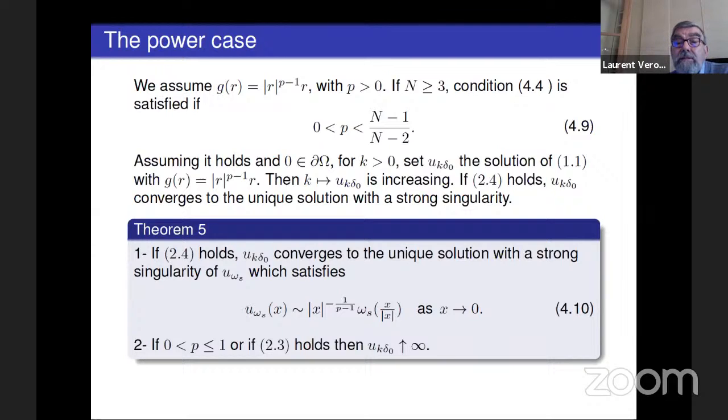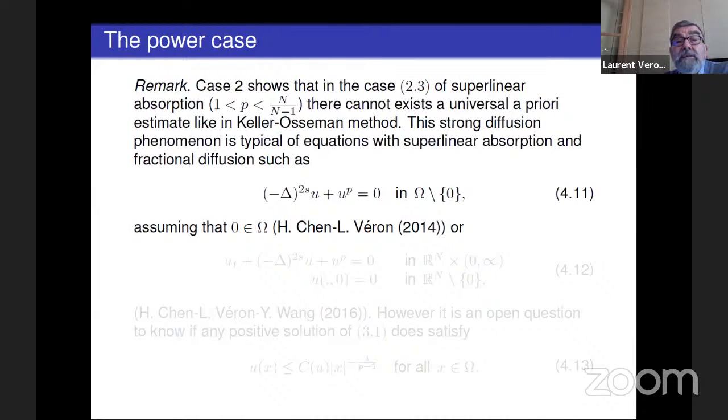But of course, it is important to have the existence of this solution in omega. So if it does not exist, the solution uk delta goes to infinity. So this is a very strong difference, and it proves that, at least in the case when p is between 1 and n over n minus 1, there cannot exist a universal a priori estimate of Keller-Osserman type.